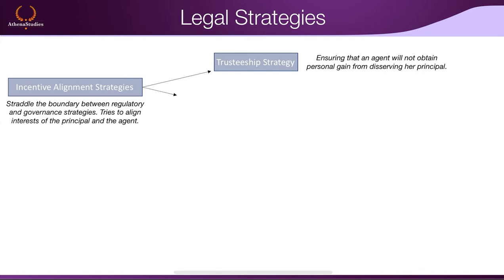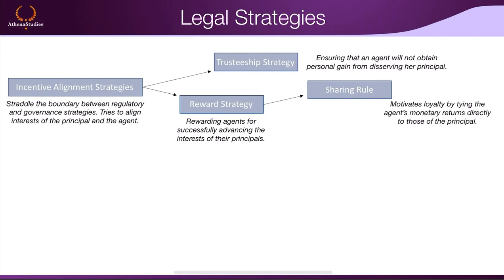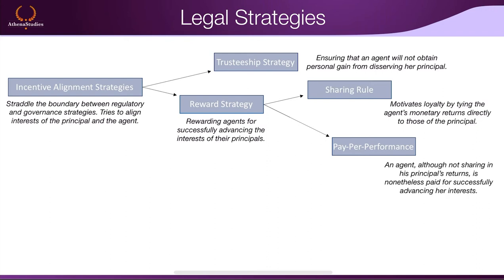Second, we can follow a reward strategy. Here, we reward the agents for their successful advancement of the interests of their principals. There are two subcategories we can mention about the reward strategy. The first one is the sharing rule. The sharing rule motivates loyalty by tying the agent's monetary returns directly to those of the principal. And the second one is the pay-per-performance approach. In this, an agent, although not sharing his principal's returns, is nonetheless paid for successfully advancing her interests.